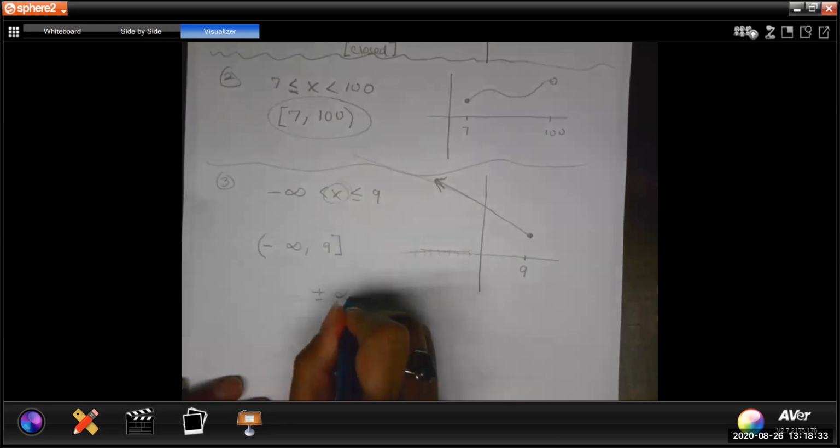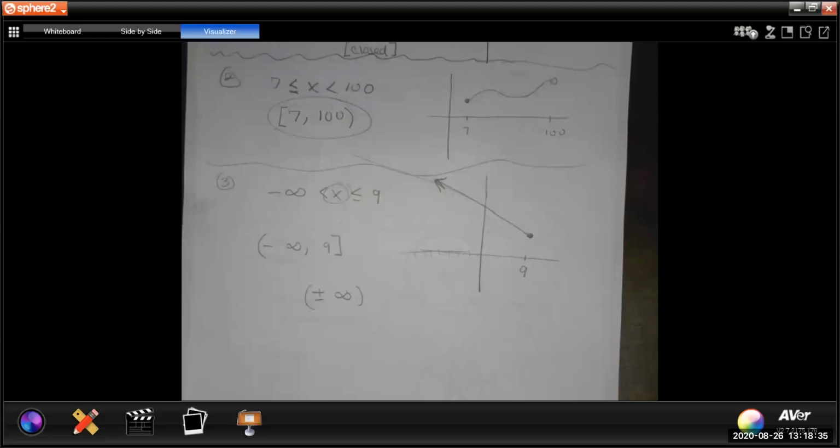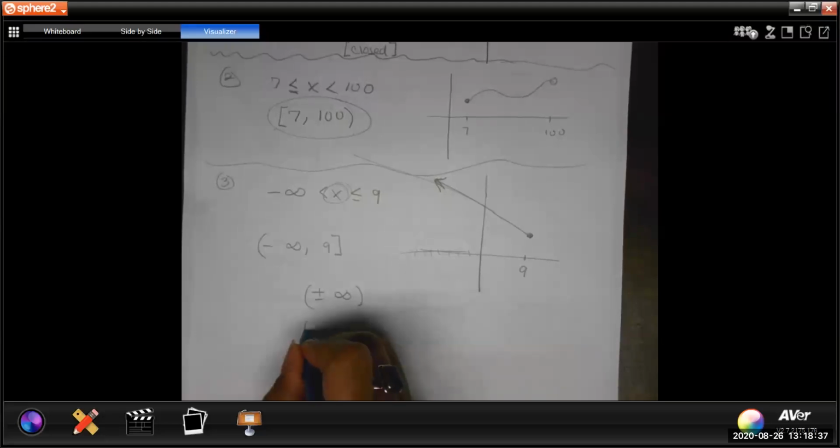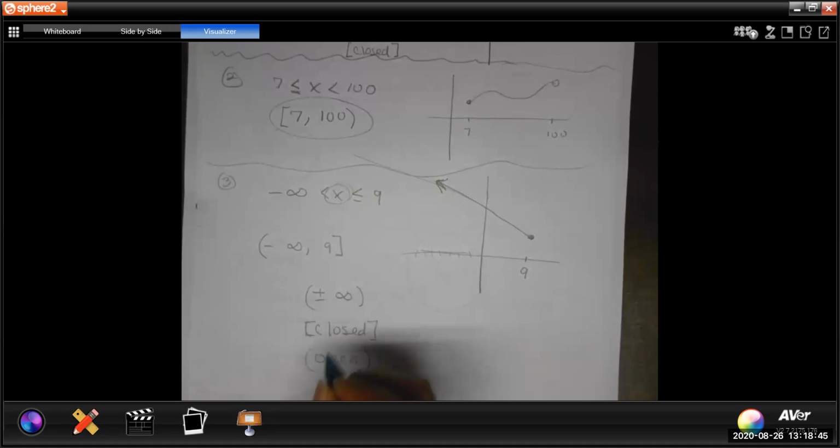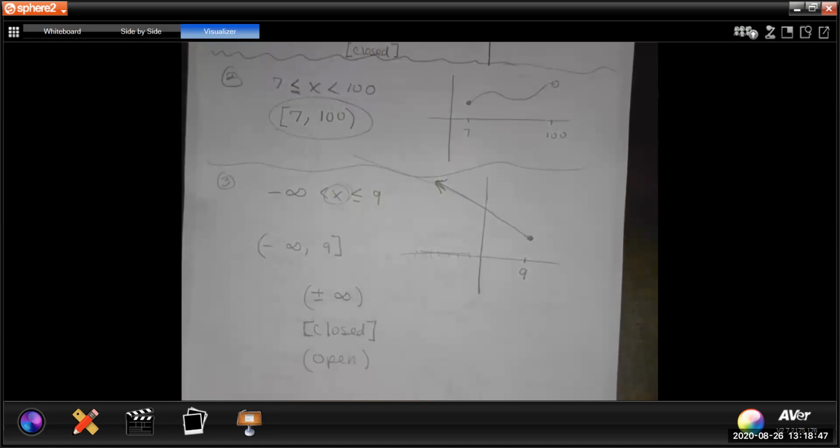Plus or minus infinities are always in parentheses. So closed circles have brackets, open circles have parentheses, and infinities always have parentheses, positive or negative. All right, questions on any of this before we look at the notes?